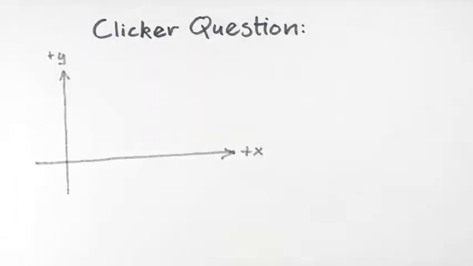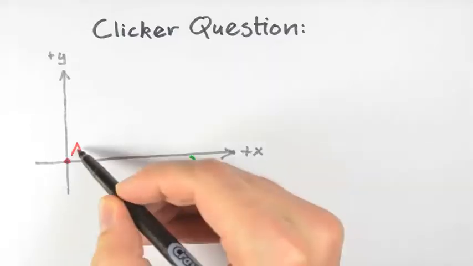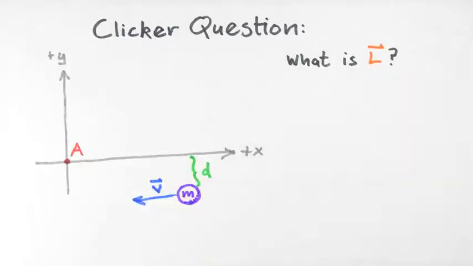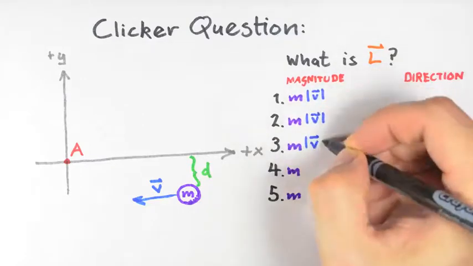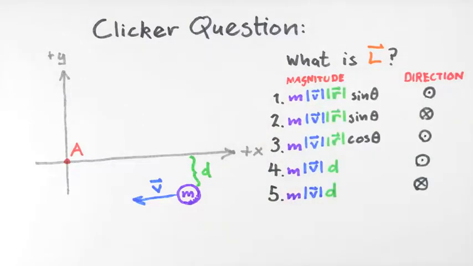A particle of mass m is located a distance d below the x-axis and is moving with a velocity v, which, at the instant shown, points in the minus x direction. Choosing the origin as the axis, what is the angular momentum, both magnitude and direction, of the particle? Be sure to express your answers in terms of the given quantities.